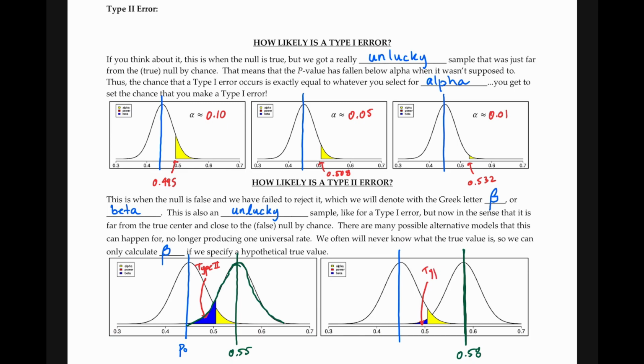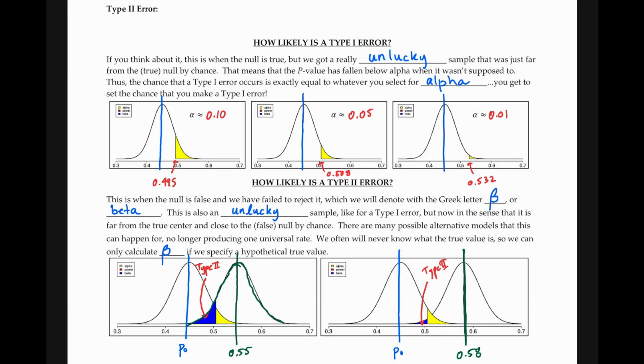See in this blue region here, that's still the probability of making a type 2 error, and it has shrunk a lot because the true center is much further away from the null center. I hope me saying true and null like that so much is really making sense to you.